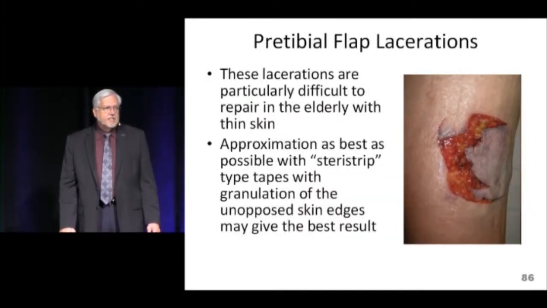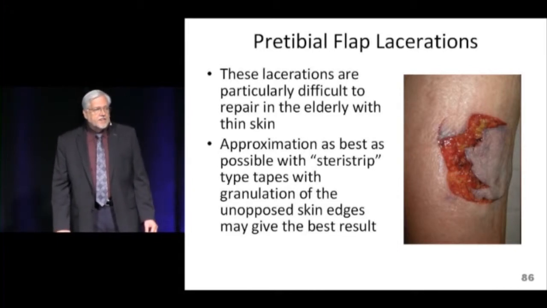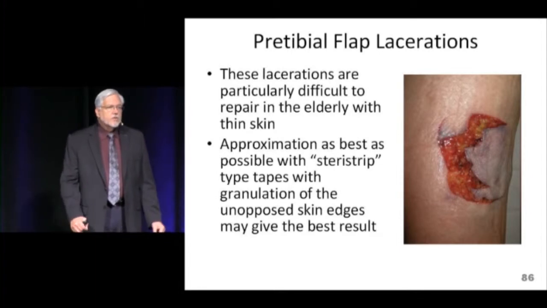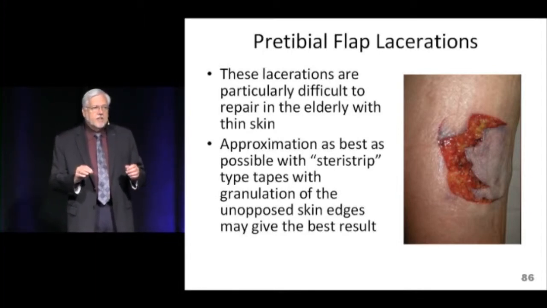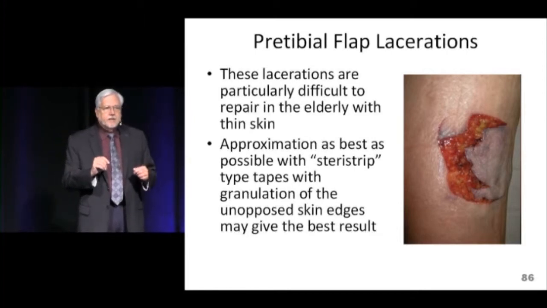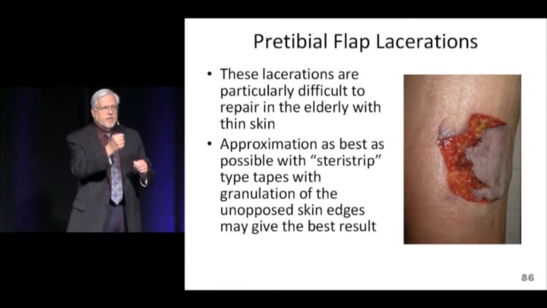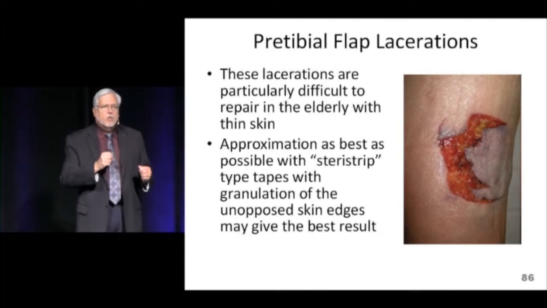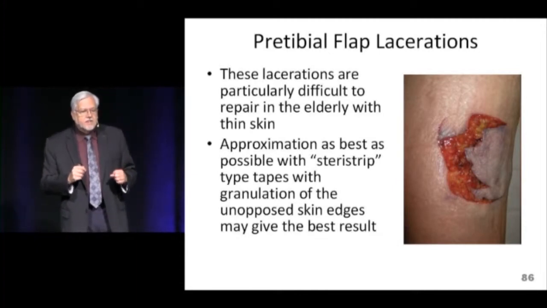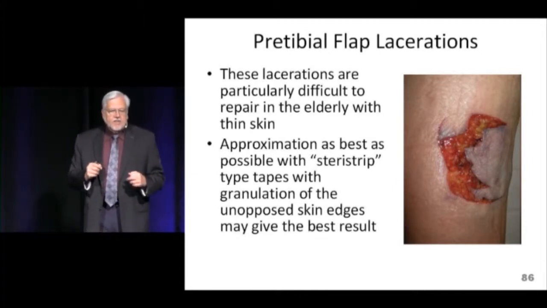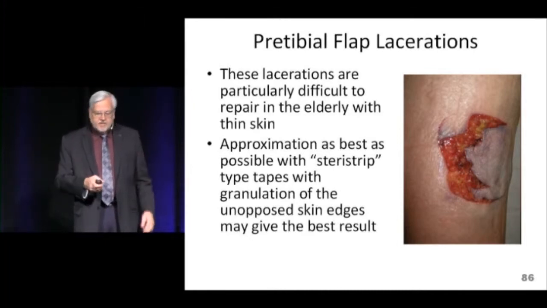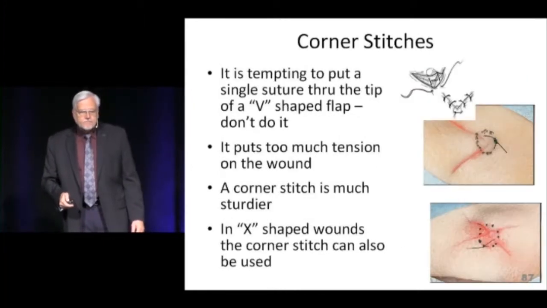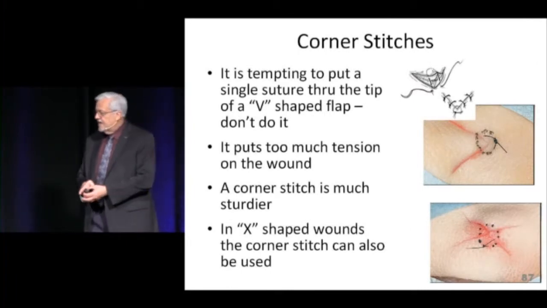Pre-tibial flap lacerations. Boy, these are really hard. We've seen them. You see them a lot in the elderly. Very difficult to repair. And I don't know if you ever tried to do that, but a lot of times if you try to repair these by sewing them up, it becomes a vicious circle because the more that you try to pull the skin together, the more it rips. So most of these are best served with steri strips or some type of tape to try to bring the skin edges together.